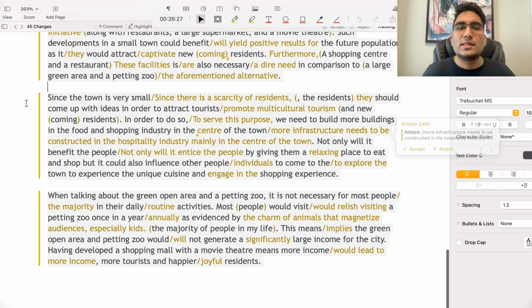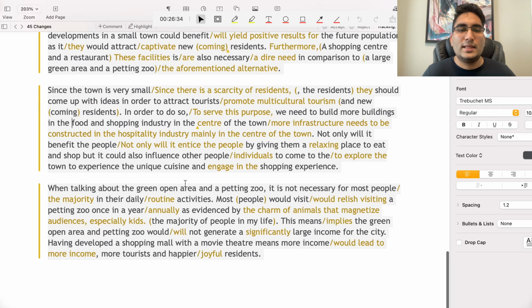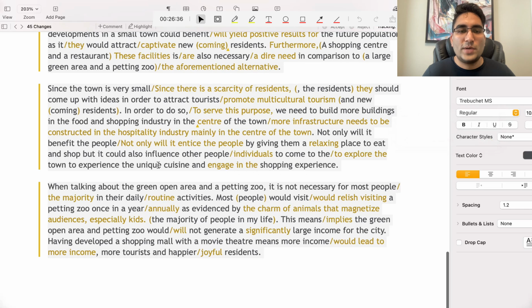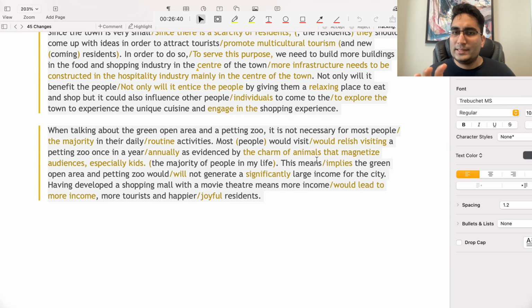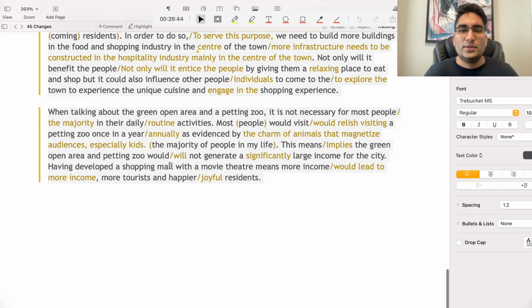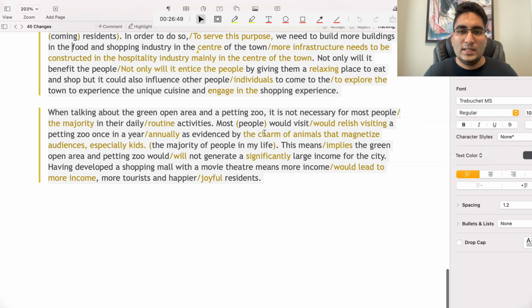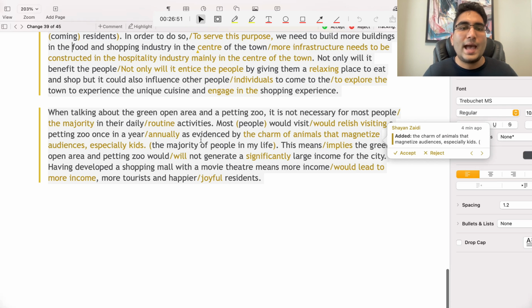Let's look at our points in this part. Since the town is very small, residents should come up with ideas to attract tourists and new residents. And then if you have buildings, it will attract people and it will be a nice place to eat. Okay, nice idea. Nicely defined. It's very specific. I like the response there. Okay, when talking about the green area, it's not necessary for people to have that in their activities. Most people would visit annually.